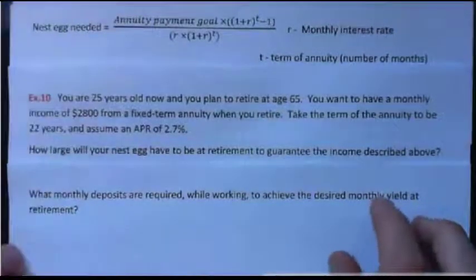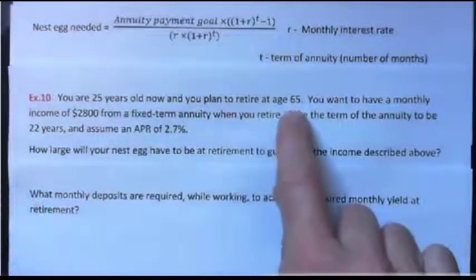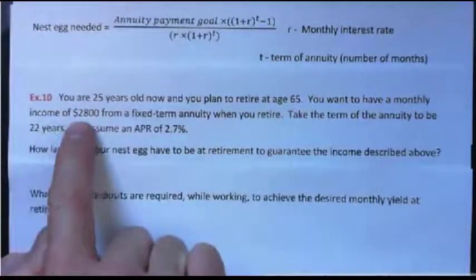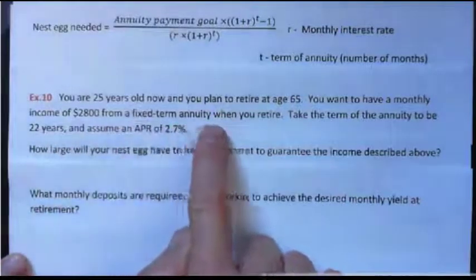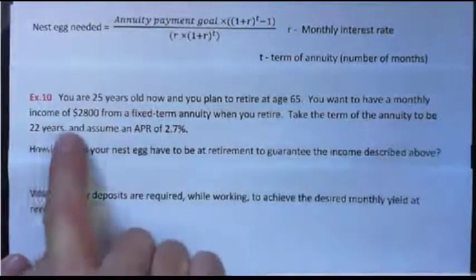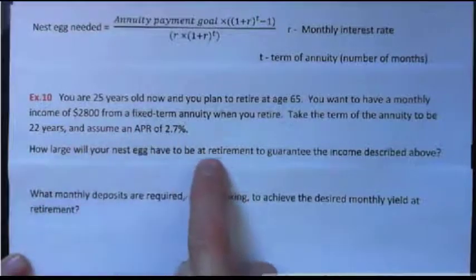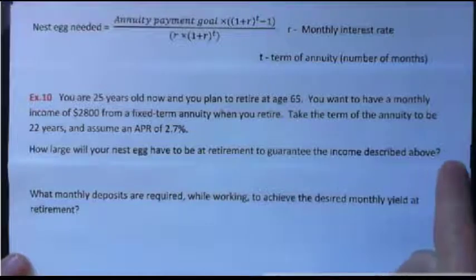Okay. So example 10, you are 25 years old now and you plan to retire at age 65. You want to have a monthly income of 2,800 from a fixed term annuity when you retire. Take the term of the annuity to be 22 years and assume an APR of 2.7%. How large will your nest egg have to be at retirement to guarantee the income described above?